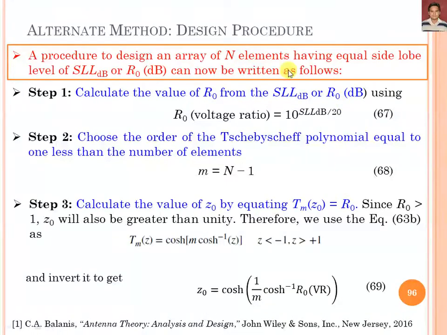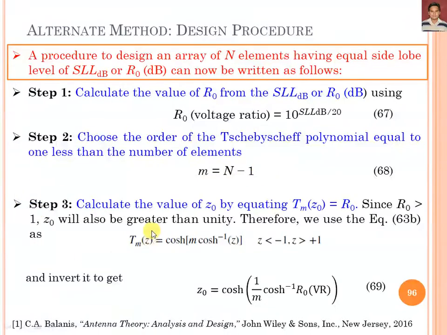There is another method through which we can design the Dolph-Chebyshev array, and we take the same problem, or we can say the same procedure, where the number of elements is equal to n and the side lobe level SLL or R0 in dB is given. In that case we use a 7-step procedure. First we need to calculate the absolute value of R0 from the SLL dB or R0 dB using this expression, as we have discussed: R0 voltage ratio is equal to 10 to the power SLL dB divided by 20. Then choose the order of the polynomial, as we have discussed, m is equal to n minus 1.